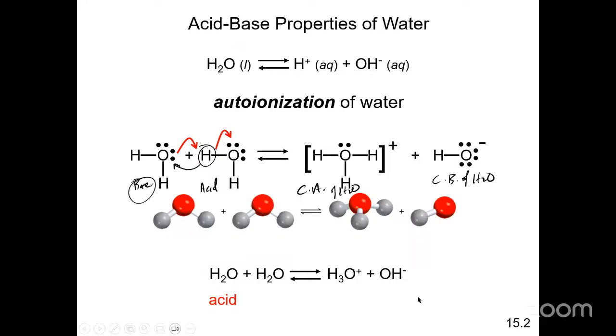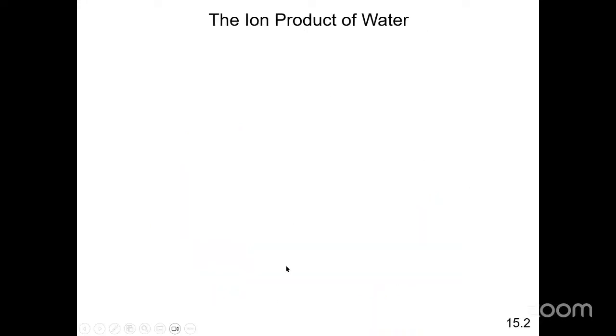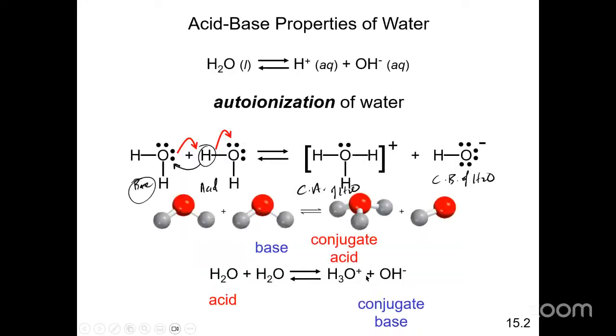And this is just an equation showing you the same thing, all right? So this is the acid, this is the conjugate base of this acid, and the water here, which is the base, would form the conjugate acid of that base, all right? So that's basically what happens even in pure water, okay? So that's the Bronsted definition.